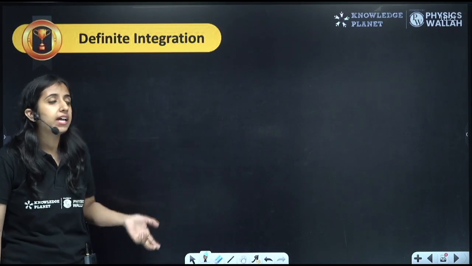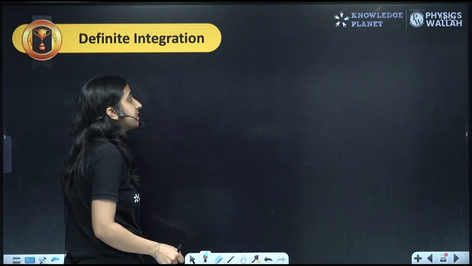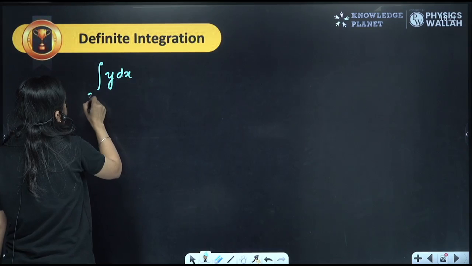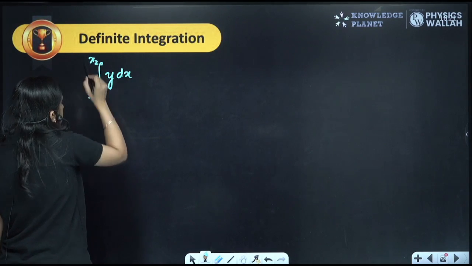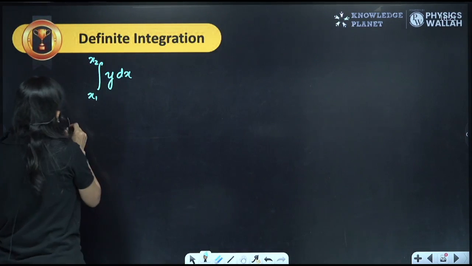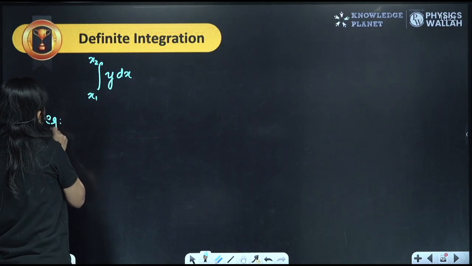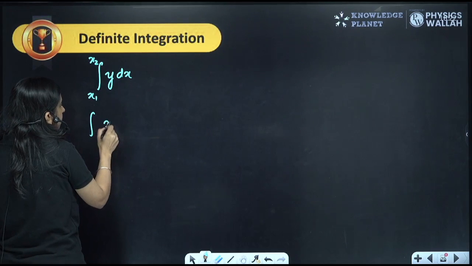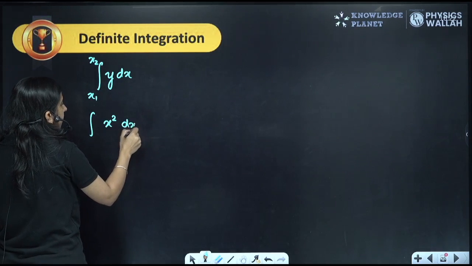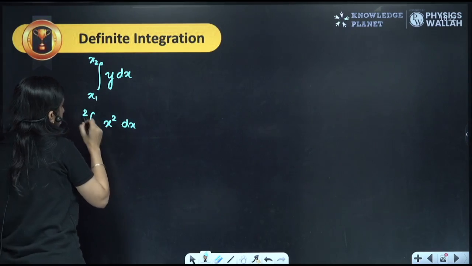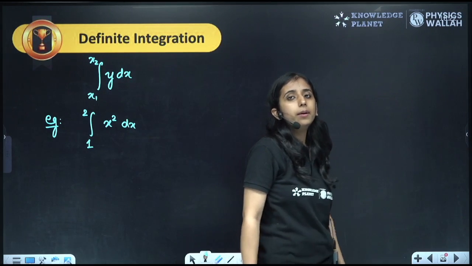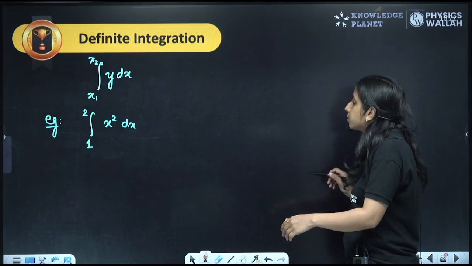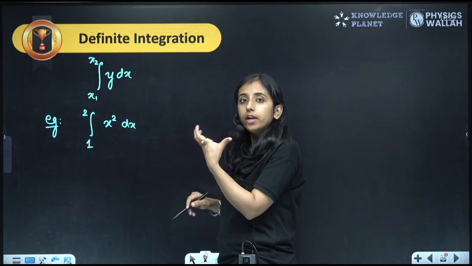Now definite integration: how do we put the limits? In definite integration, we integrate the function between two limits, x1 to x2. Let's take an example: the integration of x raised to the power 2 dx from 1 to 2. Here 1 is the lower limit, x1, and 2 is the upper limit, x2.